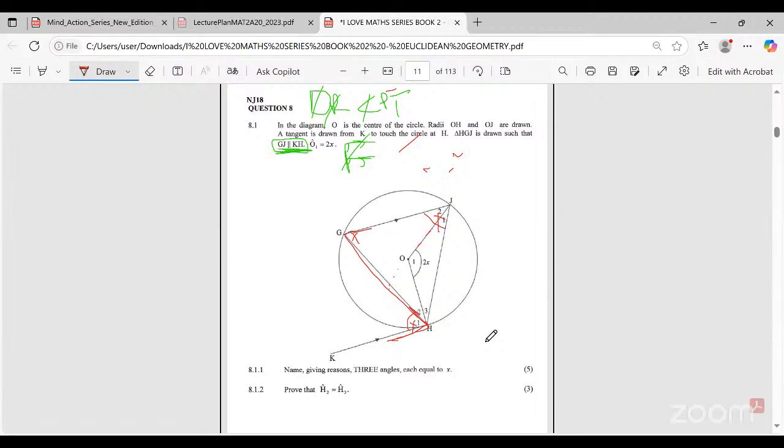Now, H, yes sir. We want to prove that H3 is equal to H2. So I would say H2 is equal to J2. You would say H2 is equal to J2, saying angles in the same segment.